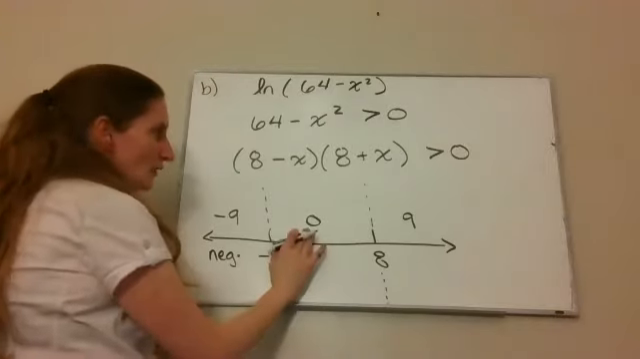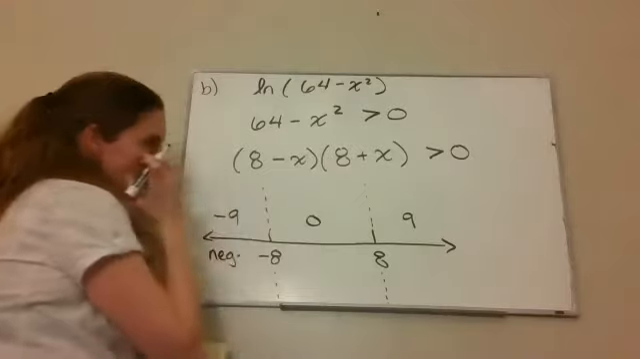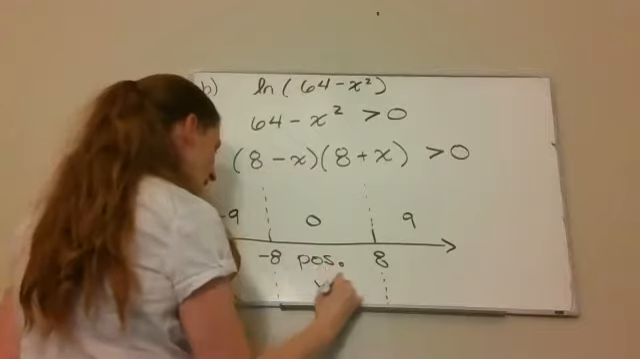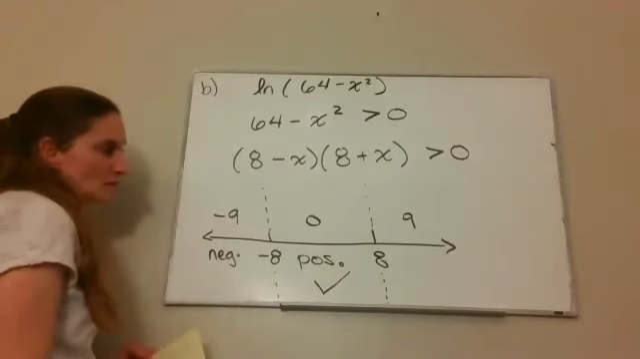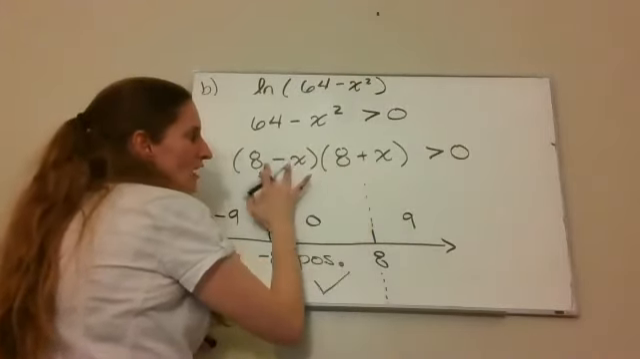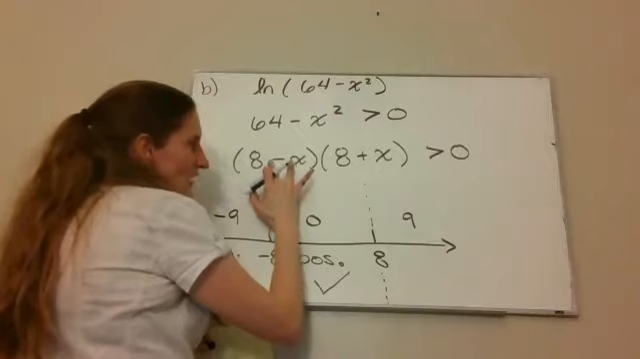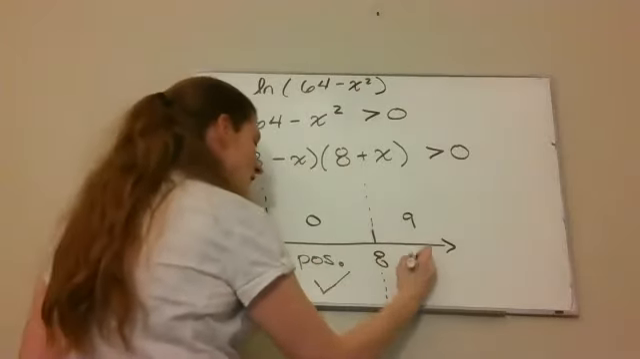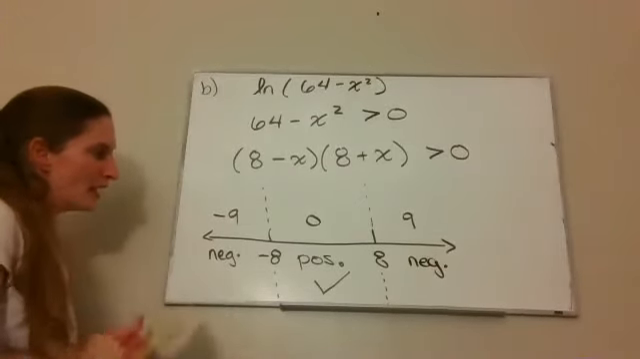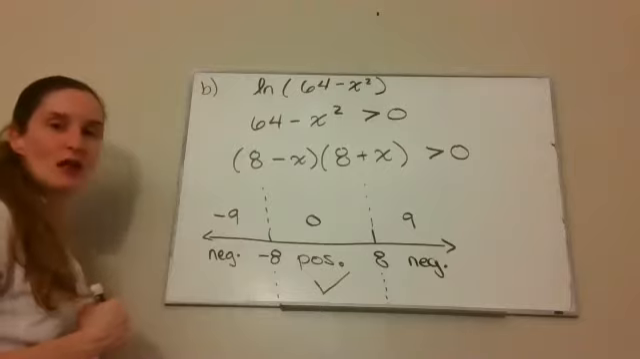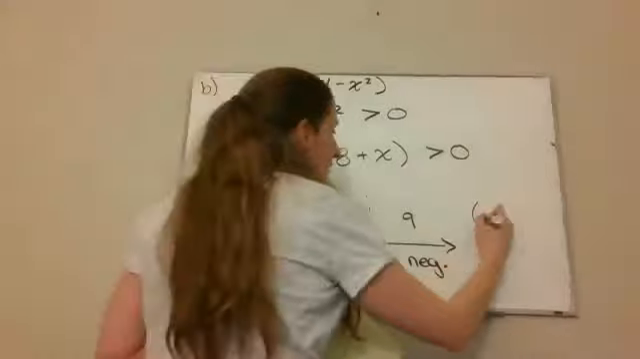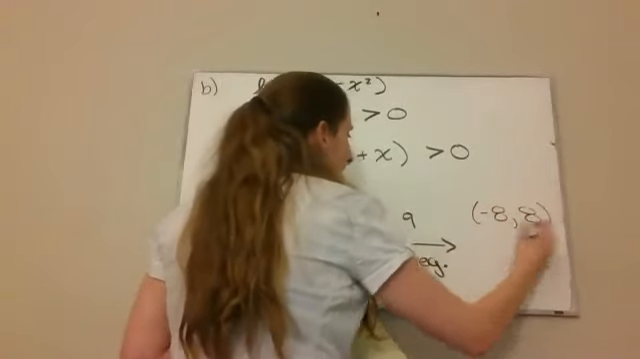What happens when I plug in 0? I'd have 8 times 8, which is 64. 64 is positive. So I know this part is okay. When I plug in a 9 to check, the 8 plus 9 is positive. 8 minus 9 is negative. Negative times positive is negative. And I wanted stuff to be positive. So my domain ends up being just this chunk of the number line where I got a positive result. Negative 8 to positive 8 is my domain.